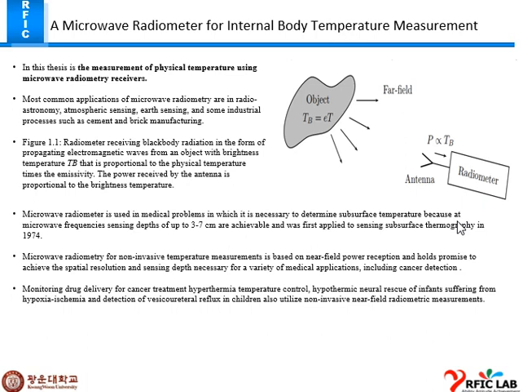cement and brick manufacturing. As you can see in this figure, the radiometer receives blackbody radiation in the form of a propagating electromagnetic wave from an object with brightness temperature, that is TB. This is proportional to physical temperature times the emissivity. The power received by the antenna is proportional to the brightness temperature.